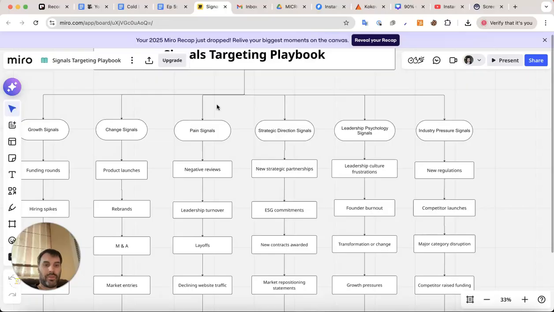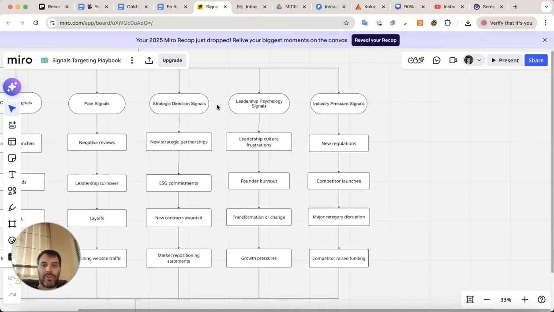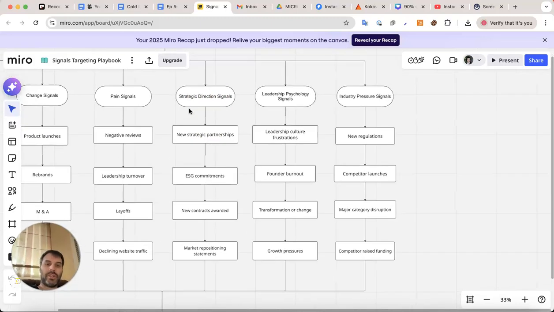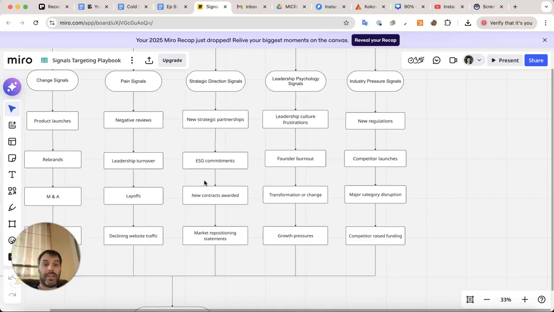But yeah, they're kind of a few of the main ones. So if we move on to a couple of these other categories here, you've got strategic direction signals. So this is stuff like companies that have announced new partnerships, ESG commitments, new contracts awarded, market repositioning statements, those kinds of things, okay?